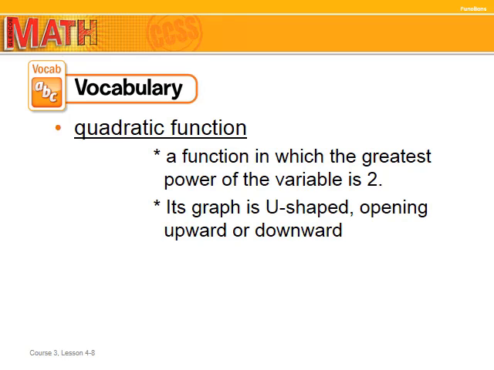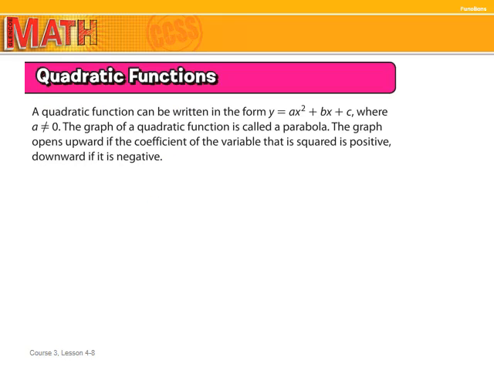Quadratic function can be described in two different ways. Our definition is a function in which the greatest power of the variable is 2. And the second thing, its graph is U-shaped, opening upward or downward. A quadratic function can be written in the form y equals a times x squared plus b times x plus c, where a does not equal 0. The graph of a quadratic function is called a parabola.